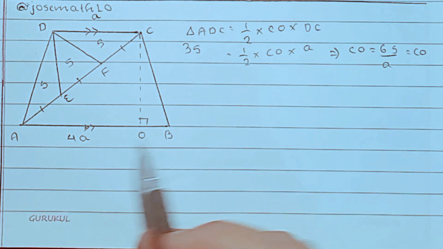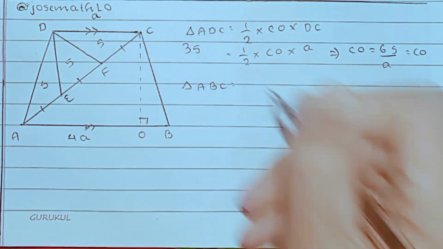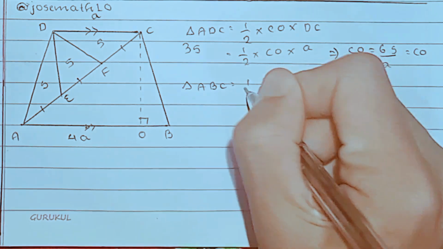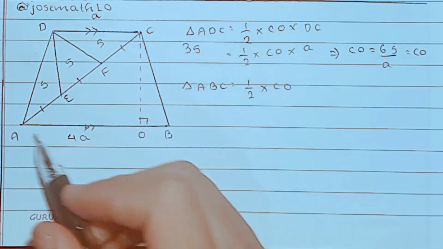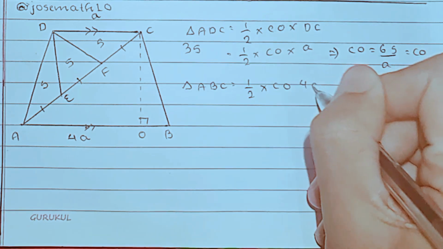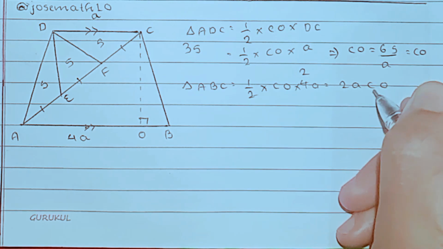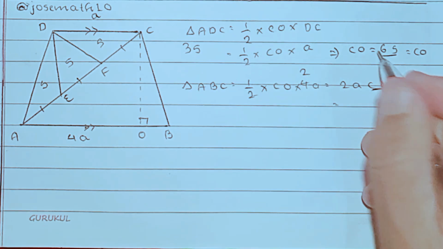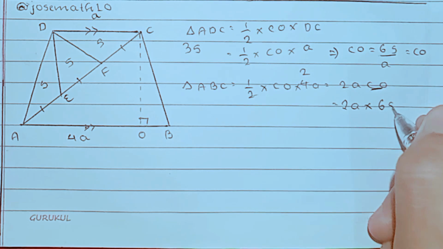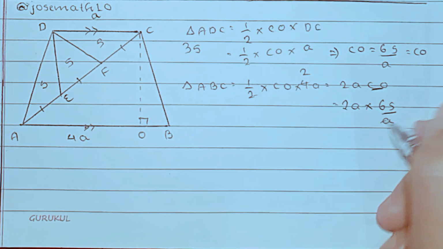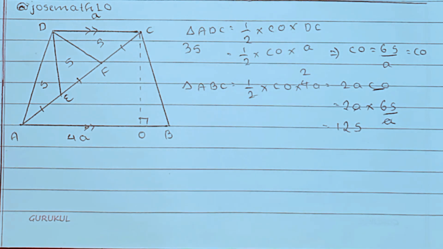Now we'll use this equation in triangle ABC. So triangle ABC has an area equal to 1/2 times perpendicular, which is CO, and base, which is equal to 4A, equals 2 CO times A. Now we can substitute the value of CO as 6S upon A. So we can cancel out A, and we will get 12S as the required area of triangle ABC.